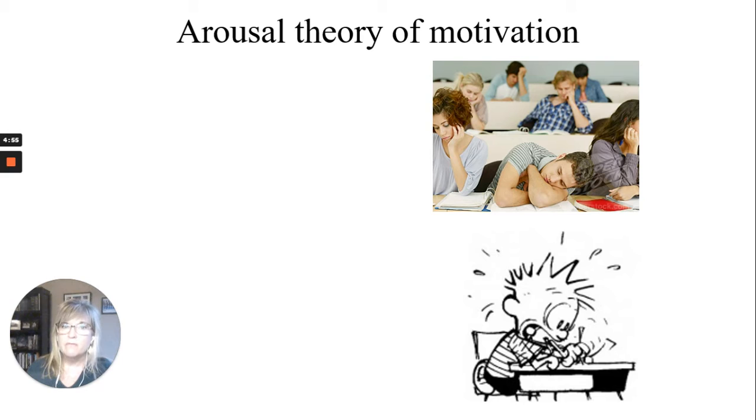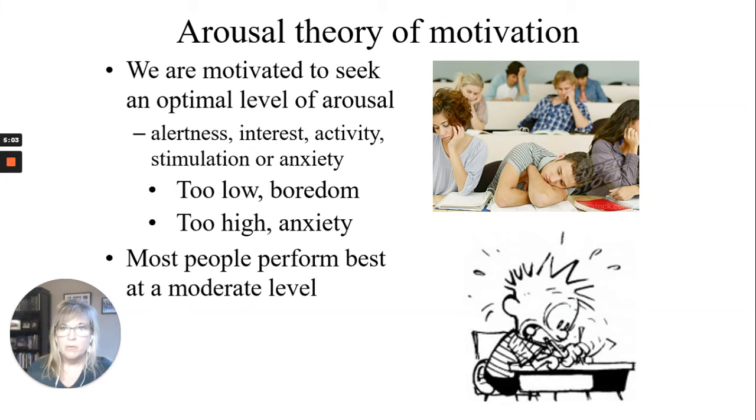So this arousal theory of motivation is pretty interesting. And what it says is that we have to have a certain level of arousal to be motivated, and that we're motivated to seek a certain level of arousal. And when we say arousal, this means that we're interested in things, we're active, we're alert, and we're interested in what we're learning. And if we don't have that, if it's too low, we're going to be bored, and if it's too high, we're too stressed out about it. That anxiety may actually get in the way of us being able to do the work. So most of us perform best at a moderate level of arousal.